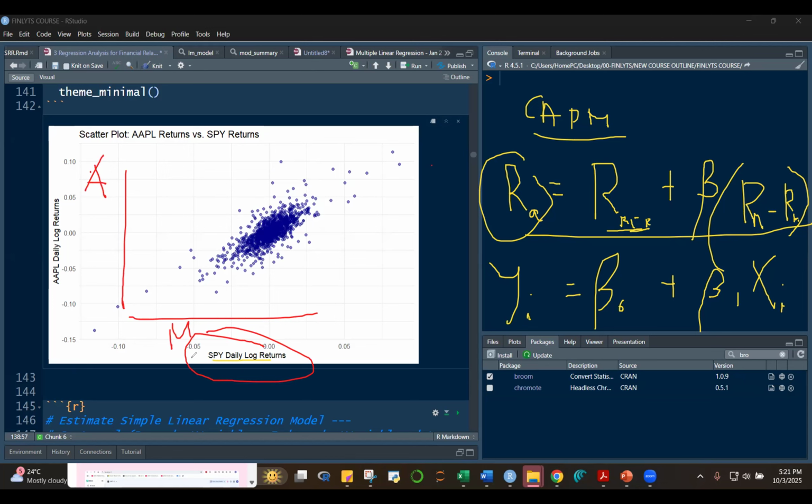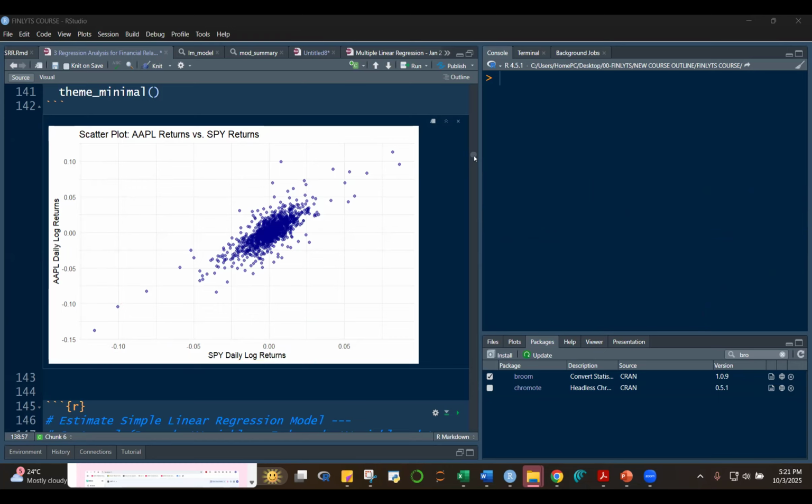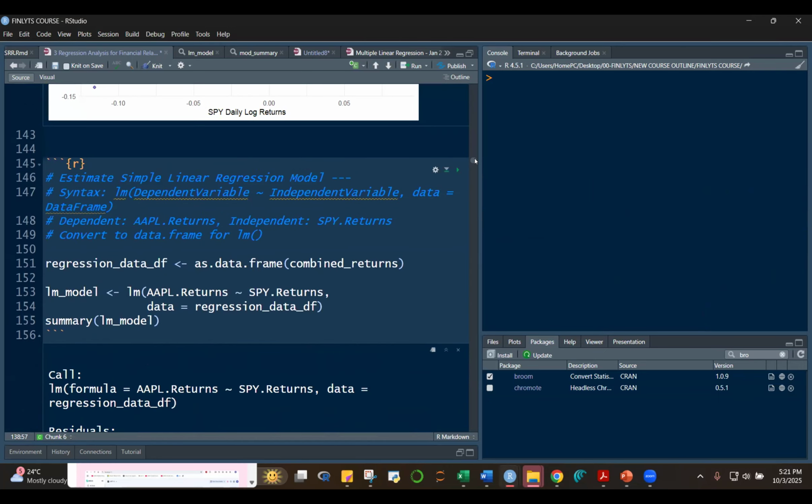Yung SPY natin nasa x-axis, and then yung asset natin nasa y-axis. Okay. All right, just to interject that. I'm sorry, nakalimutan ko i-discuss kanina. Okay, so going here, class. In the interest of time, class, I gave this, pero this one, share ko na lang. I don't know if I gave this. Maybe not.